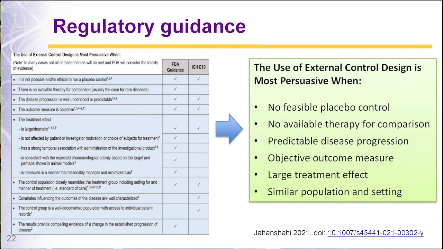I summarize a few bullets here. The use of external control design is most persuasive when it meets these criteria. There's no feasible placebo control. There's no available therapy for comparison. The disease progression is well understood or predictable. The outcome measure is objective with a large treatment effect. And the population and the setting between this trial and the external control are similar. If you want to know details, you can read the paper I listed here.